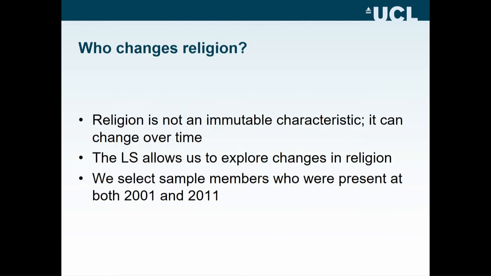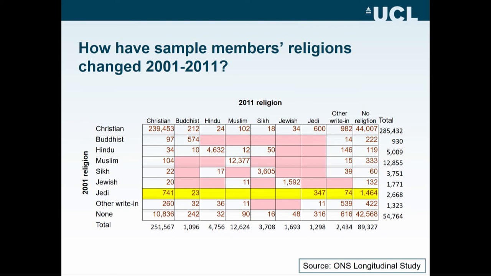And what we find looking at the census is that religion isn't an immutable characteristic. It can change. To look at that, we looked at people in 2001 and 2011. This is a table of people of major religions who were present at both times in the census. And we can focus, using my handy pointer, at Jedi.